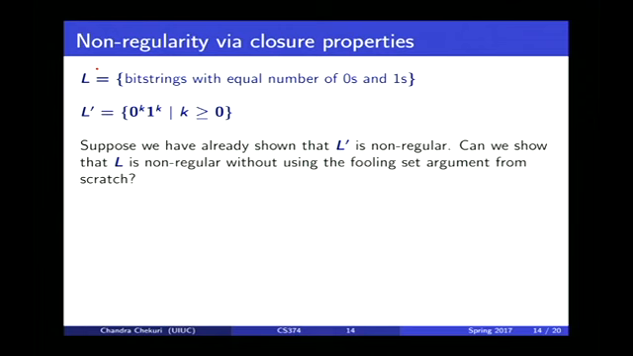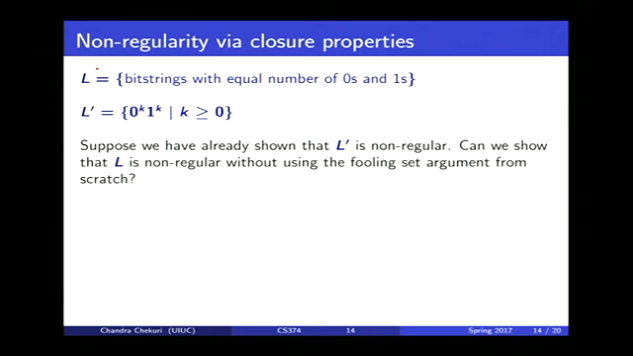L prime is a subset of L, right? But it's a more restricted language. It has more structure than this. The very first example we showed of a language that was not regular is L prime. Now we already know that L prime is not regular, and I want to prove that L is also not regular.